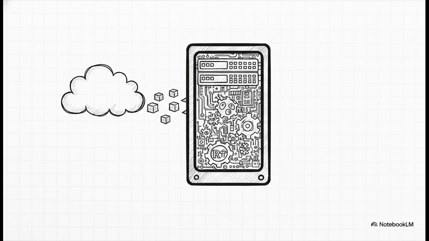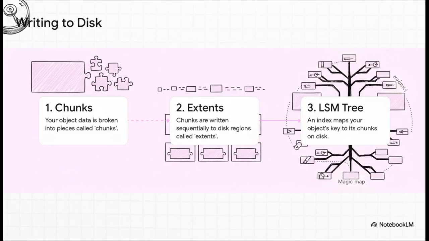And this isn't some simple program, okay? It's a highly complex piece of software with over 40,000 lines of Rust code dedicated to doing just one thing: storing and retrieving key-value data as reliably as possible. So how does it actually write your file to a physical hard drive? Well, it's basically a three-step dance.